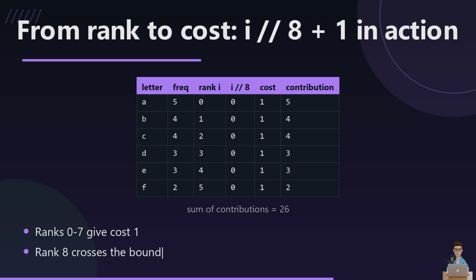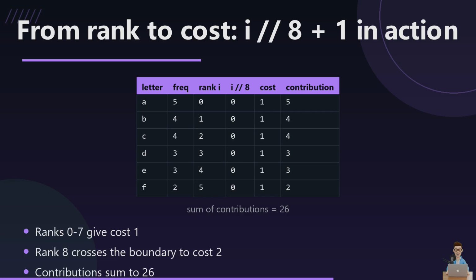Let's trace the actual code on our 9-letter example from before. So we can see every single number the code produces. For the first letter, i is 0, cost is 1, contributing 5 times 1.